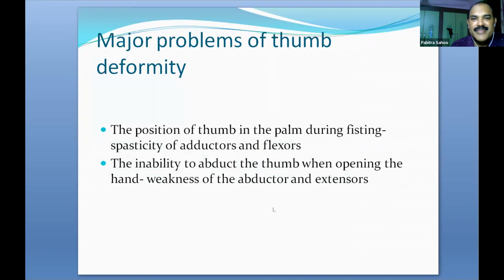We'll discuss. So the major problem of the thumb deformity is the position of the thumb in palm during the fisting. In fisting, it is always in the hand, coming act as a hindrance. The inability to abduct the thumb when opening the hand is because of the weakness of the abductors and extensors. The 6th variety is weakness of the abductors and extensors. So the key concept is to balance the force by decreasing the deforming force and augmenting the opposing force. And at the same time you also have to stabilize the unstable joint, that is the MCP joint.